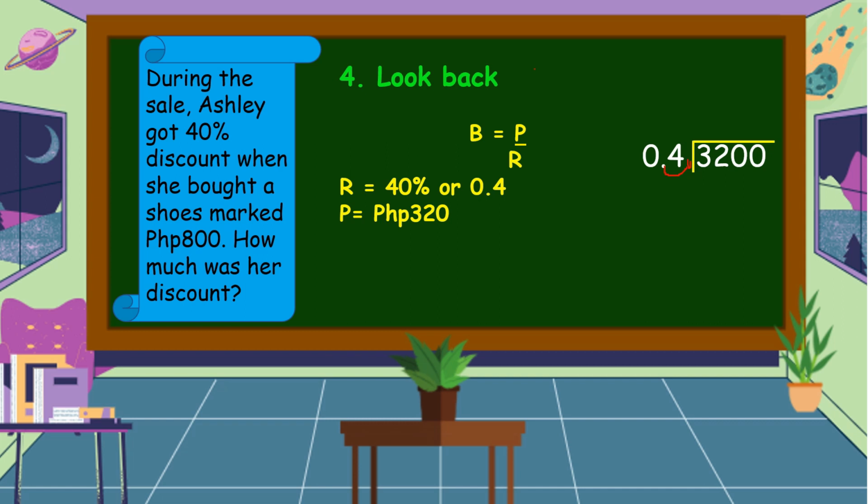3 divided by 4 cannot be. 32 divided by 4 is equal to 8. 8 times 4 is equal to 32. Then, we're going to copy 2 zeros to our quotient. Then, our answer is equal to 800. Therefore, our answer, 320 pesos, which is our percentage or discount, is correct.